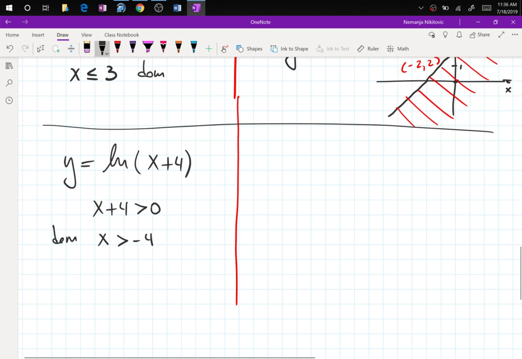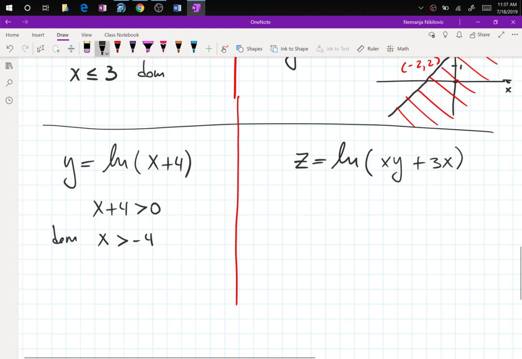Now let's say you have z equals ln of what? xy plus 3x. Literally, just put whatever. No one cares, right? Just anything. Put anything.